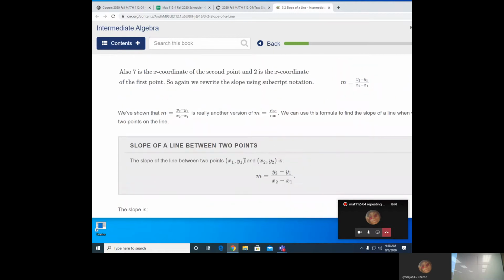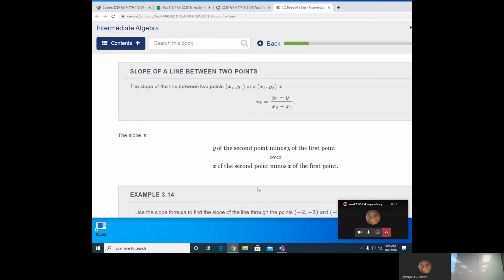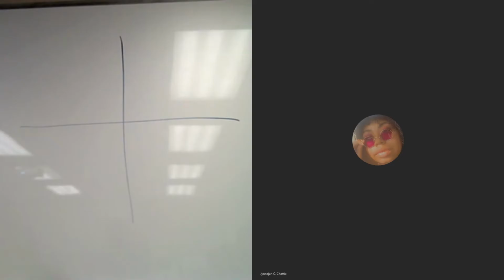Well, let's start right here. The slope of a line between 2 points, X1, Y1 and X2, Y2. Let's go ahead and draw this out in my notes here. I'm going to stop projecting that and let you see my camera here. And now on the board here, we have this graph. We're going to draw a line here, just a random line like so.